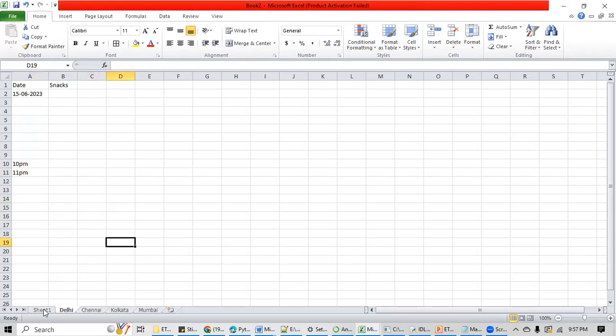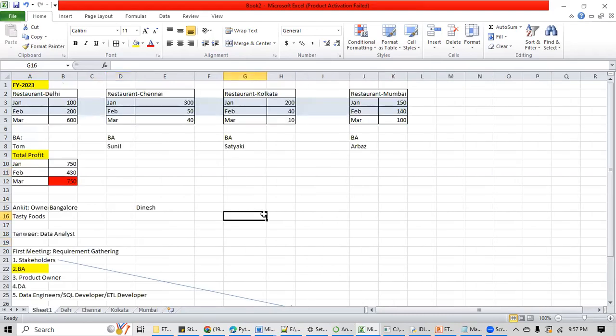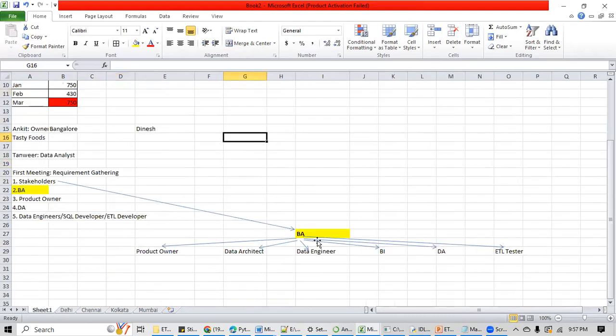Now this is the task of the business analyst. After this, the business analyst will create a document, and in that document he will mention all the discussion that has happened, and then he will take a sign off from the stakeholder that okay, this has been discussed, we will work on it. That is known as your FRD, functional requirement document.